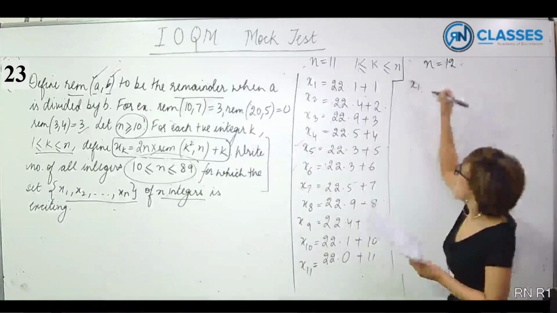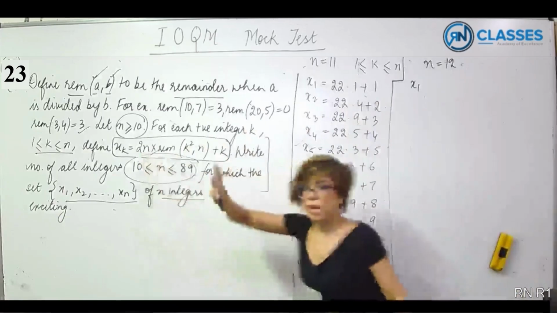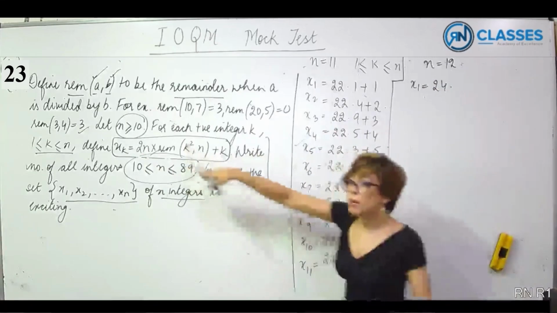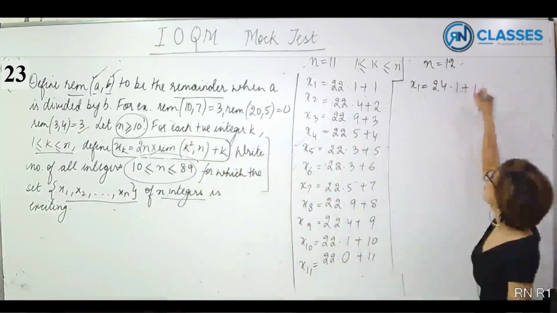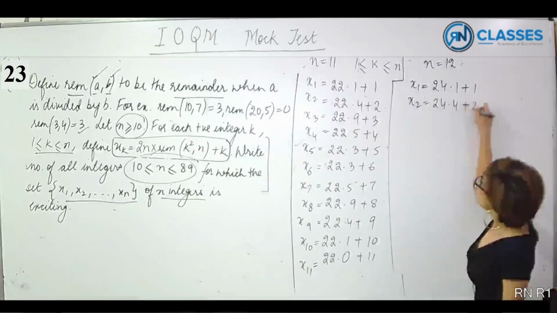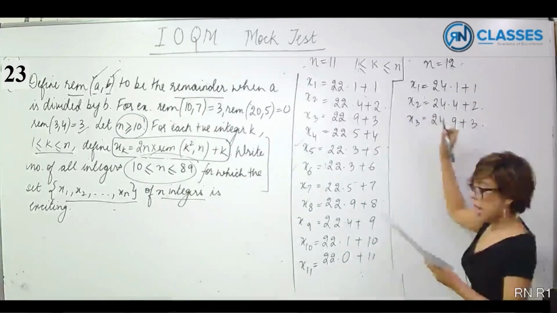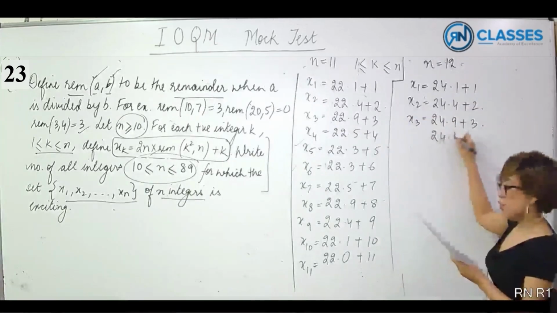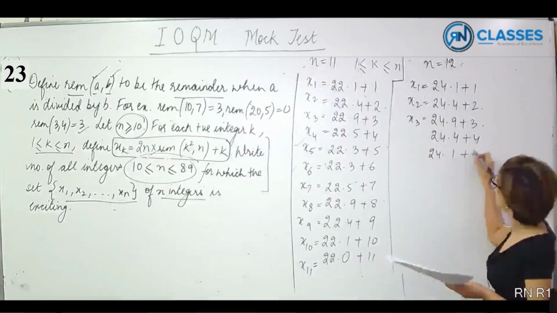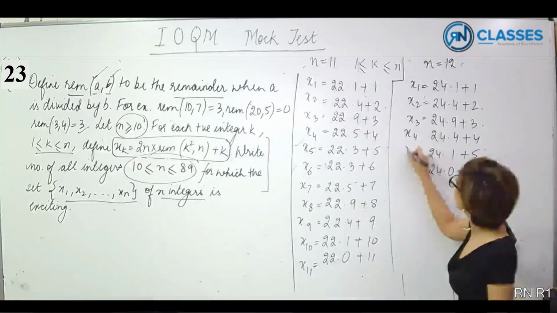So that means I'll write x1 first. So x1. Now 2 into 12, that would be 24, into the remainder when 1 square is divided by 12. So I understand that is 1 plus 1. Cool. Next would be 24 into 4 plus 2. Next would be 24 into 9 plus 3. Right. Next would be 24 into 4 plus 4. Then 24 into 1 plus 5. Then 24 into 0 plus 6. Can you see the pattern again?